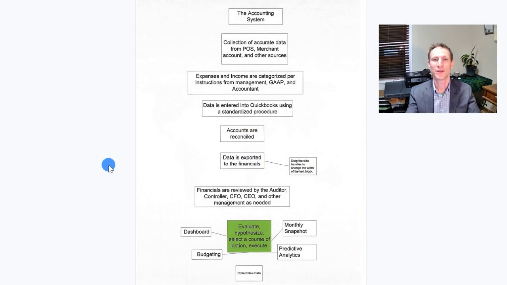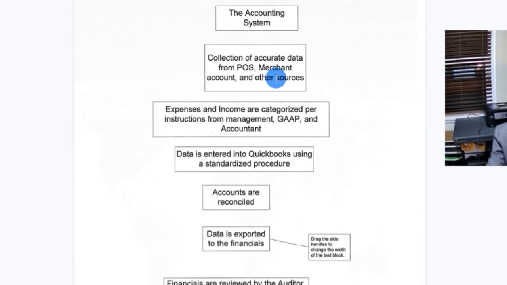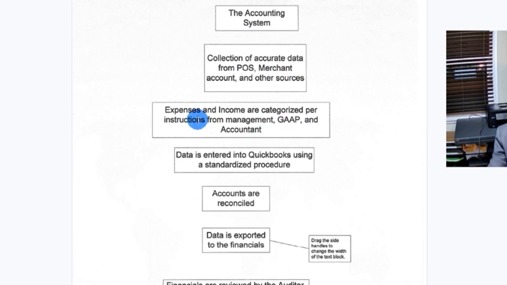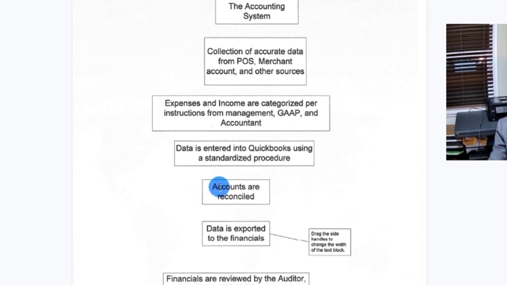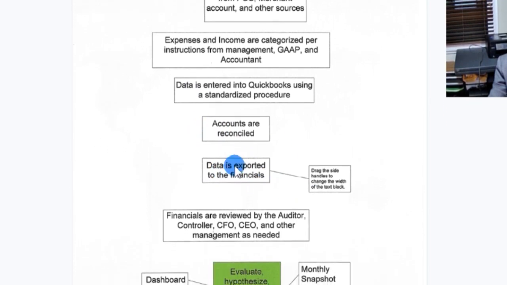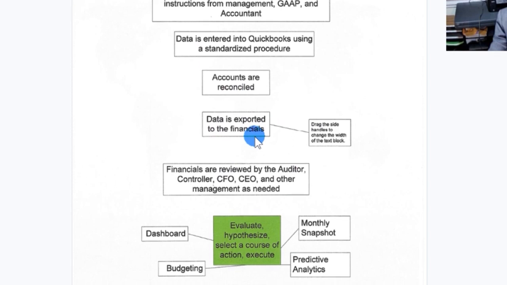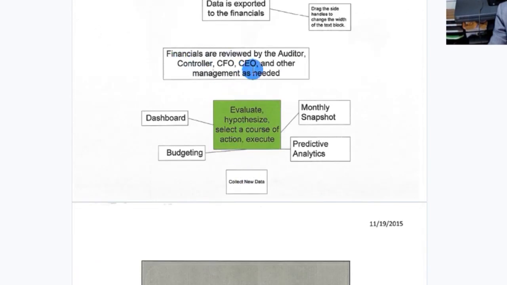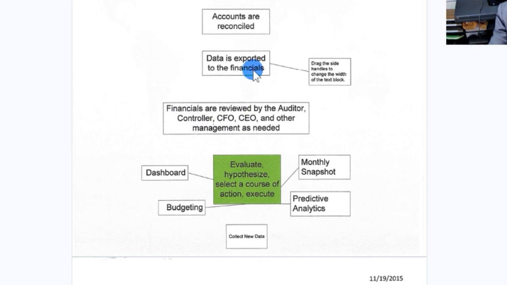Okay, so this is the regular accounting system. I've talked about this a little bit, but what we're looking to do here is we collect data, we categorize them according to the IRS rules. Secondarily, we also want to categorize them according to the reports that we're trying to produce for the business owner. Then the data is entered, reconciling the accounts, exporting it to the financials, meaning the profit and loss statement and balance sheet. Those financials are reviewed by the CFO and the controller and the auditor, and then we go through the process of the machine called your business, evaluating, budgeting, dashboard, and on like that.